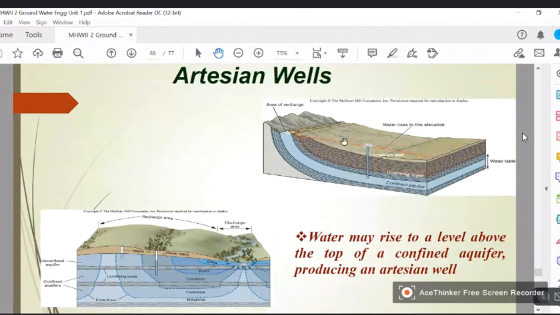So this is the phreatic line, the red one. That means the water table is supposed to be present here. But due to the presence of this confining layer, all the water here is under pressure. So if there is an opening here, the water will gush out and rise to this level. So this is what is called a spring well or spring.